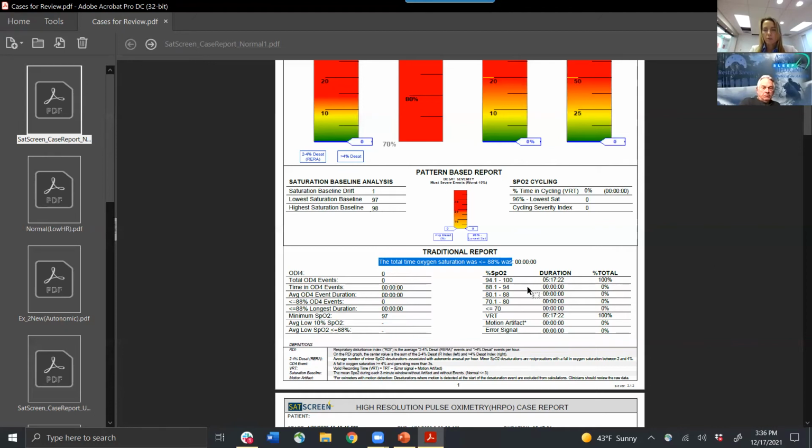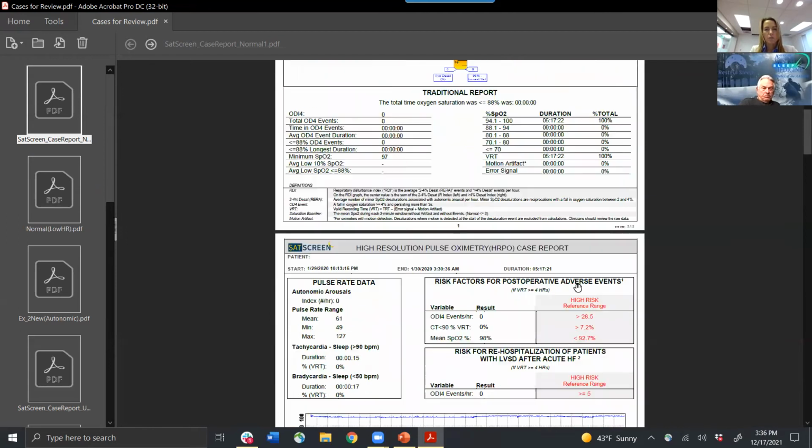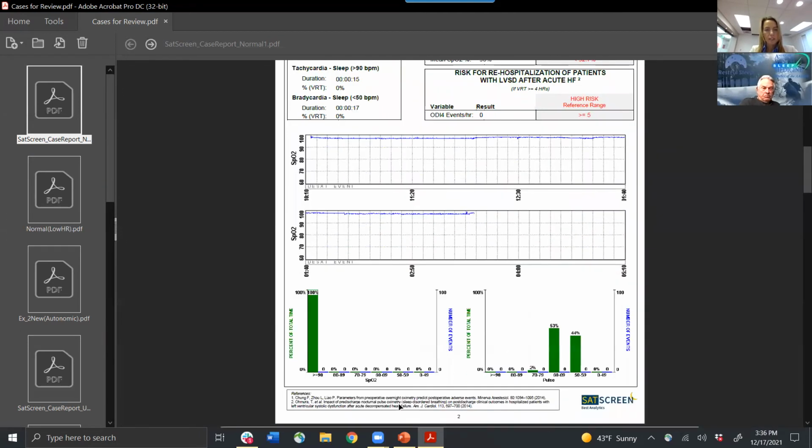Also, we have some SAT ranges here. And if you're looking for decades, I do get this question quite often. If you're looking at time above 90 or time below 90, you can find that on the second page of our report down here in the percentage of total time SpO2 graph. In green, it shows the percentage of total time spent in that decade. So in this example here, 100% of the night was spent at 90 or above.